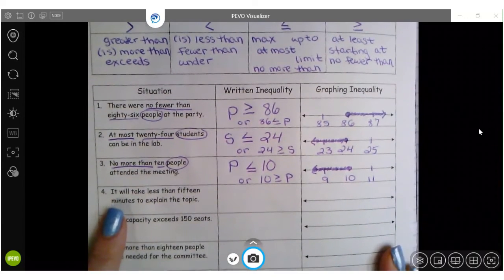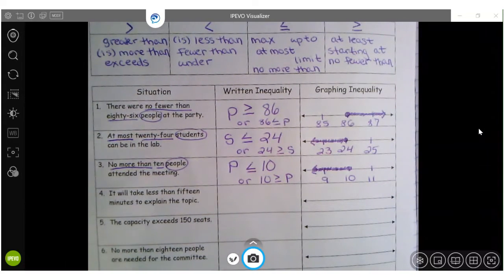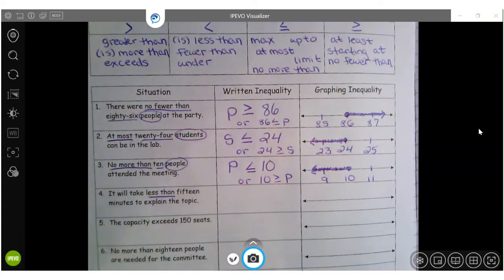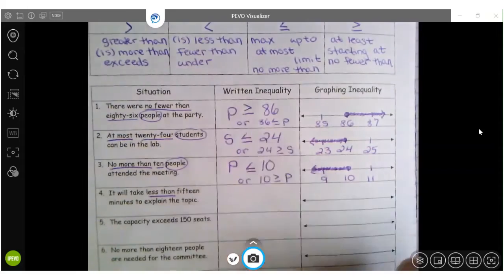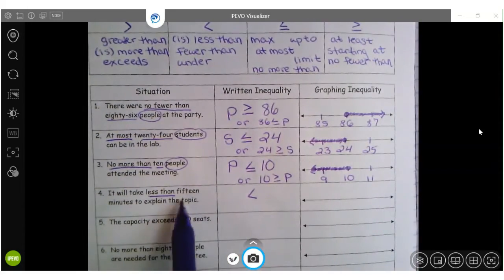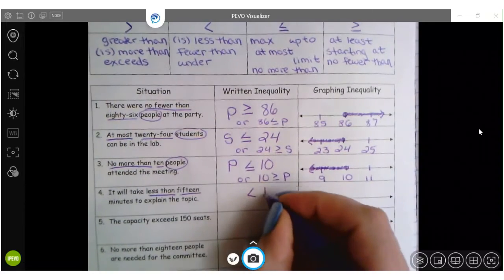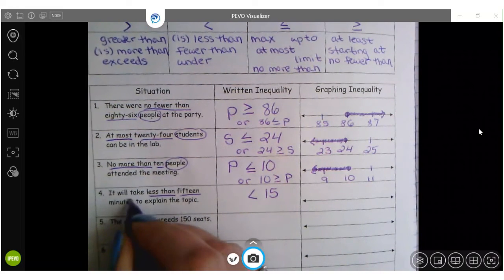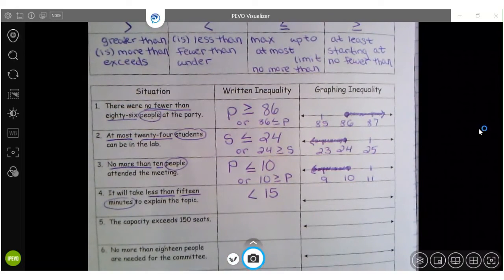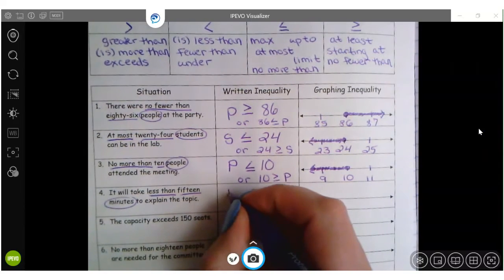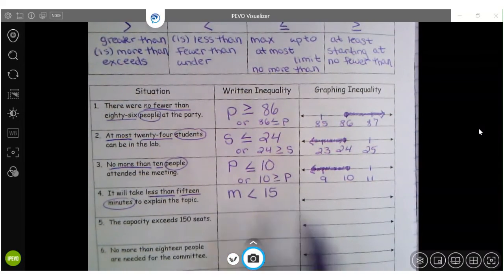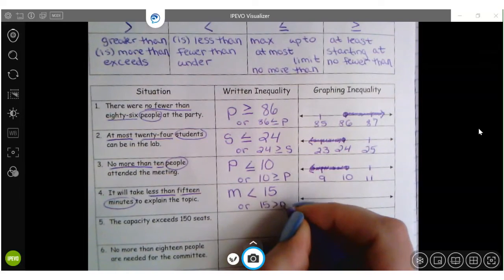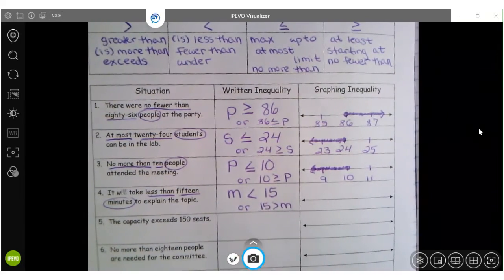Number 4, it will take less than 15 minutes to explain the topic. So I see less than. I don't see no less than, so just be careful. It's just plain old less than. So that's my less than sign. 15 minutes, that's the number I'm comparing. And minutes is what my variable will represent. So the number of minutes basically that it takes to explain the topic. So I will use M for minutes. So the number of minutes is less than 15, right? Or you could flip it and say 15 is greater than M, but after you've written it this way first.